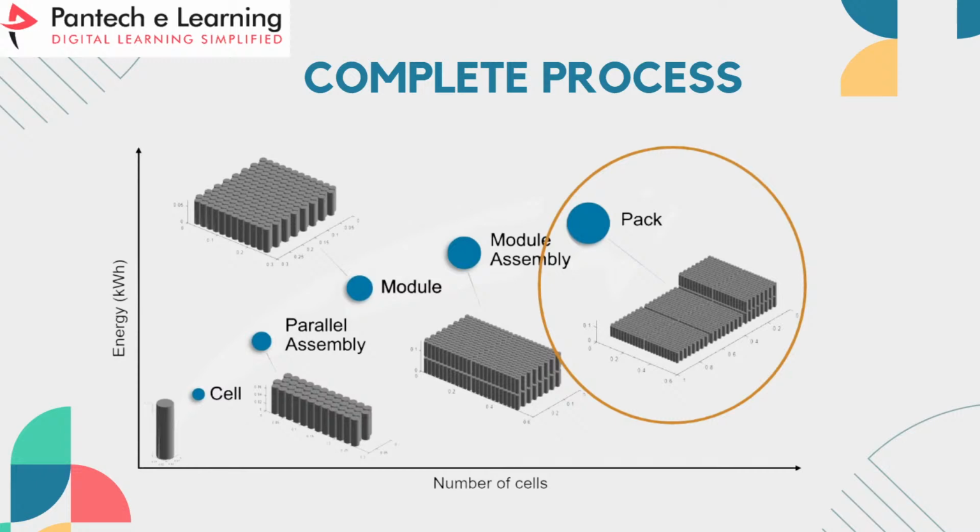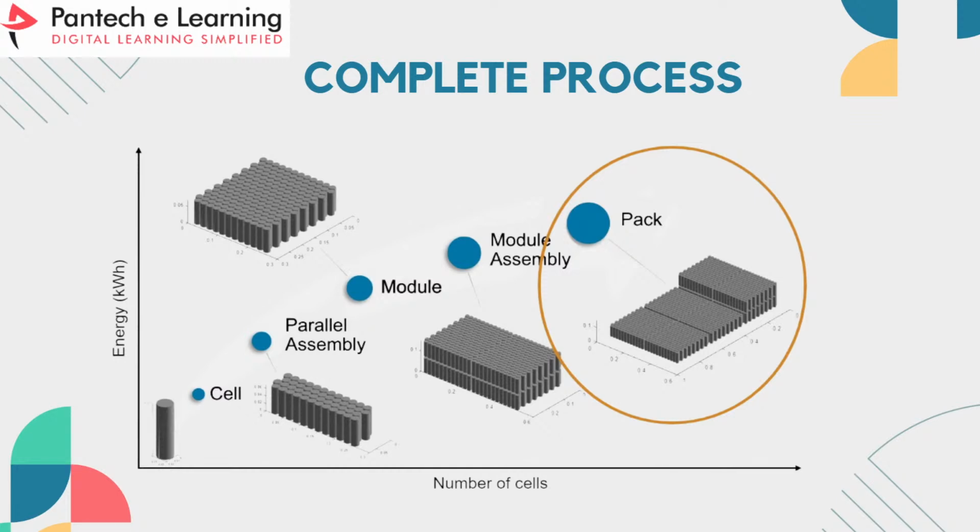Now module. A module is a group of these parallel assemblies. It's like a big box filled with these groups of cells. Next one, module assembly. To assemble means to put something together. In this case, module assembly is the process of arranging these groups of cells in a certain order to make a larger unit. Yeah, very good, Habi. Very good.